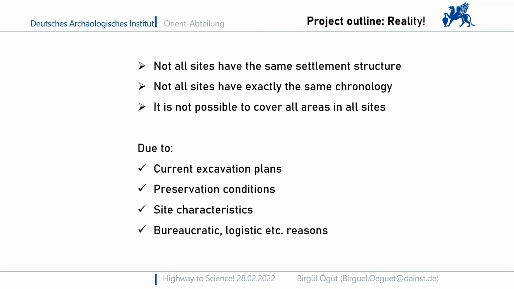That was the theory, but the reality, of course, does not always look like this. Unfortunately, people shape their habitat individually. Not all sites have the same settlement structure, not all sites have exactly the same chronology, and it is not possible to cover all kinds of areas at all sites, due to current excavation plans, preservation conditions, site characteristics, bureaucratic, logistic, and other reasons. We have to deal with this in our investigation.